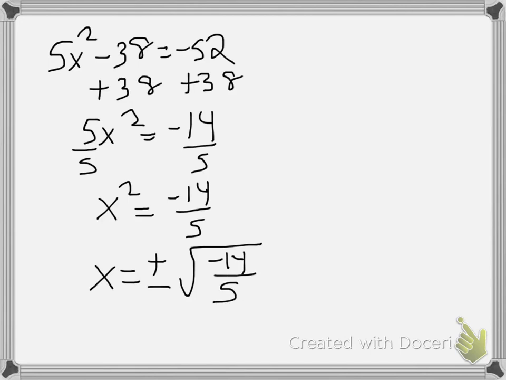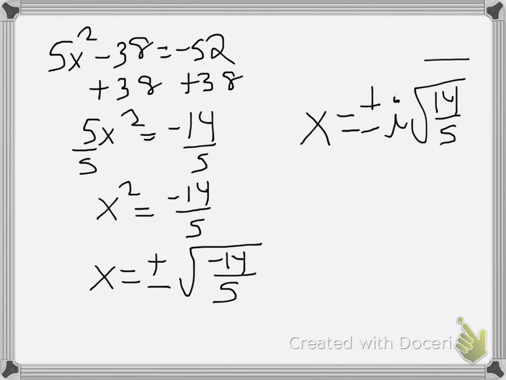So the only other thing that we have left is pulling out the i, because 14 and 5 can't be simplified. So we got x equals plus or minus i root 14 over 5. Please make sure you have that plus and minus. If you don't, then it's going to be marked wrong.